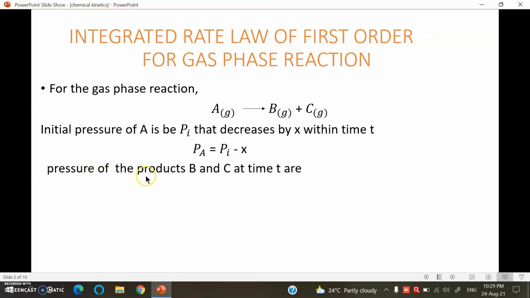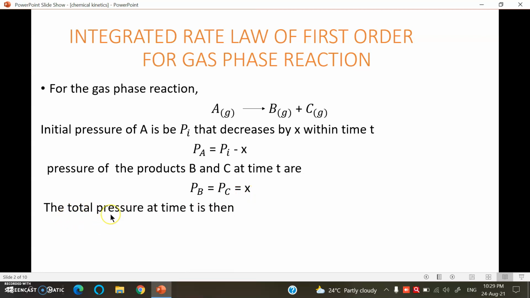Pressure of the products B and C at time T. As time proceeds, there is an increase in the pressure of products B and C, and at a particular time T it reaches, that is, the partial pressure of B is equal to the partial pressure of C, equal to X.